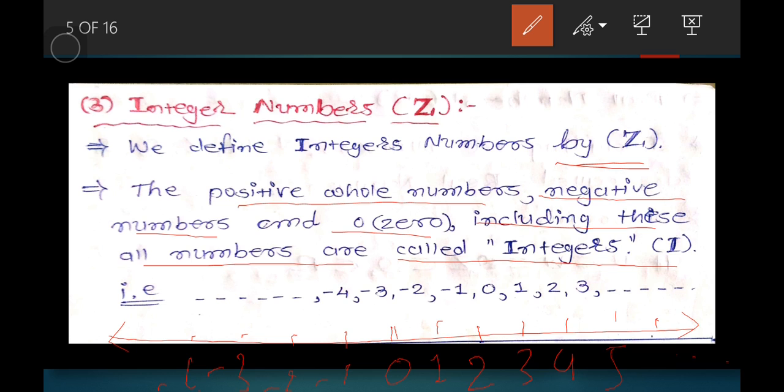So these numbers are known as integers: negative whole numbers, 0, and positive whole numbers. Making this group is known as integers. It goes from infinity to -4, -3, -2, -1, 0 and 1, 2, 3 up to infinity. These are all known as integers.